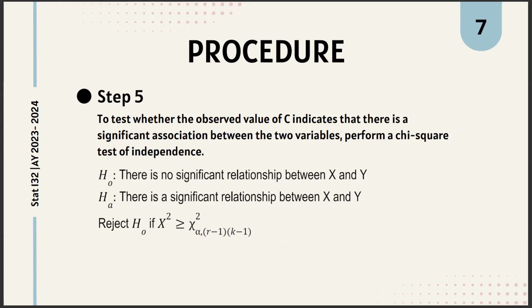So let's go back to our null and alternative hypotheses. And then we reject H0 if chi-square is greater than or equal to chi-square alpha with R minus 1 times K minus 1 degrees of freedom.